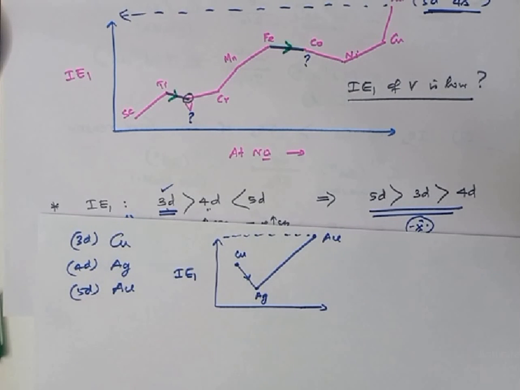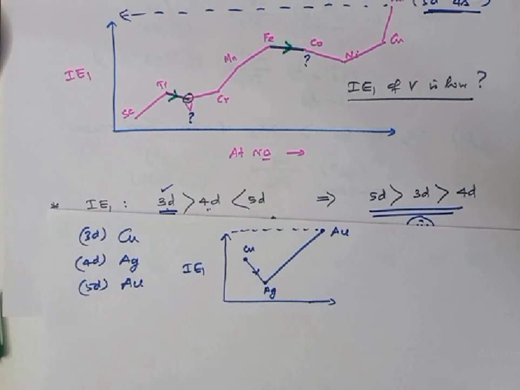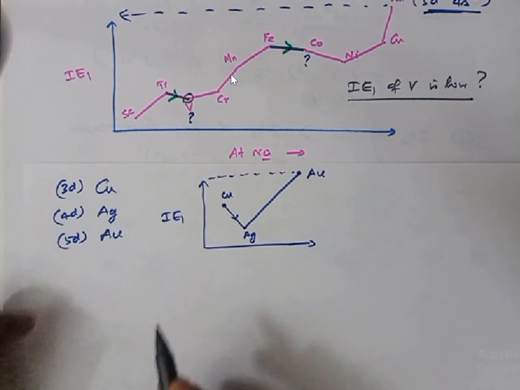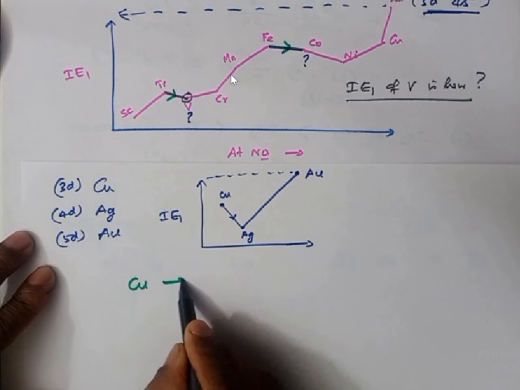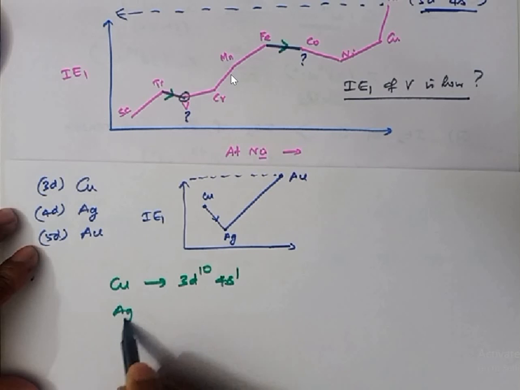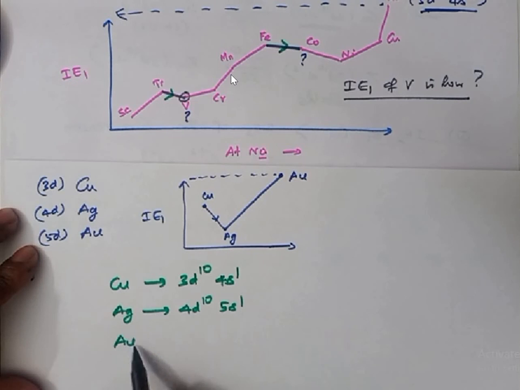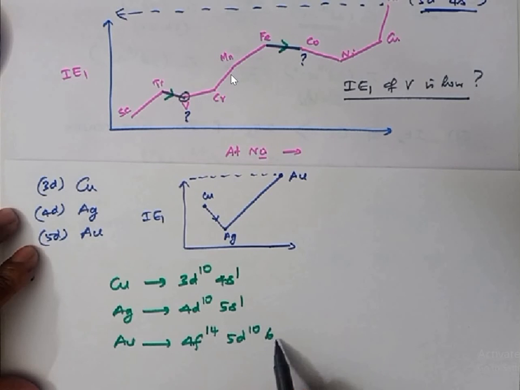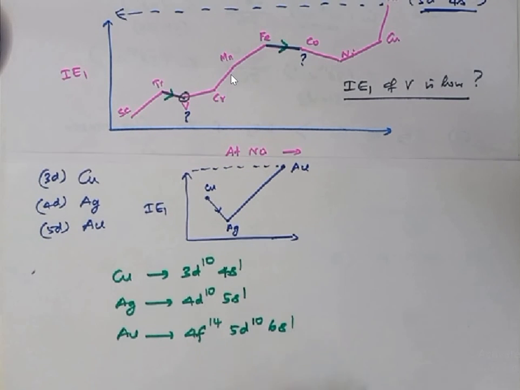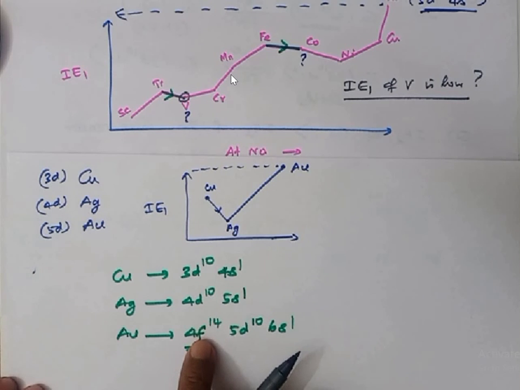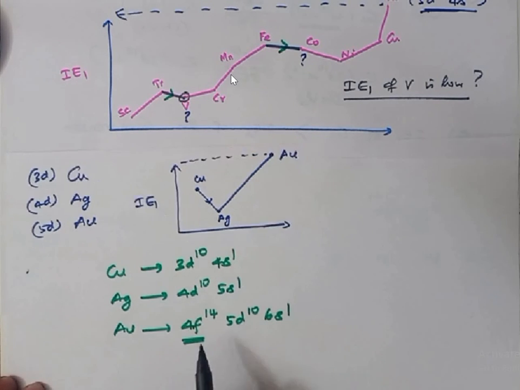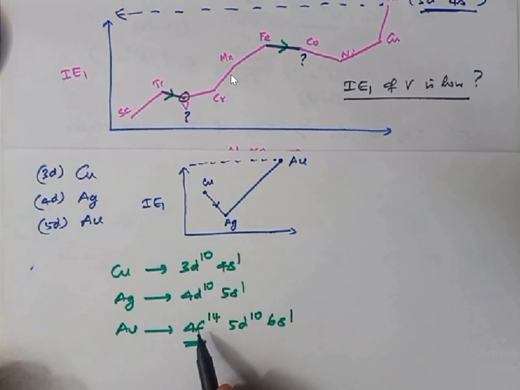Is this clear? Remember, student, this is a very important point. Copper to silver, ionization energy decreases. Why? If you write the configuration, student, observe carefully. For silver, the electronic configuration is 4d10 5s1. For gold, observe carefully, 4f14 5d10 6s1. I introduced 4f here. Since 4f14 is there, we have lanthanide contraction. Because of lanthanide contraction, effective nuclear charge increases.